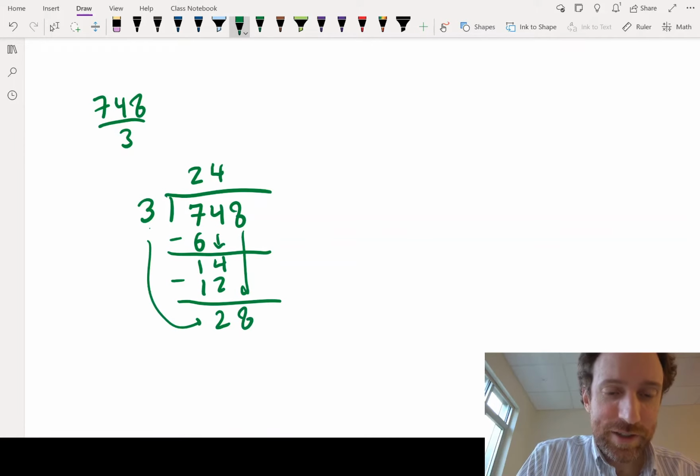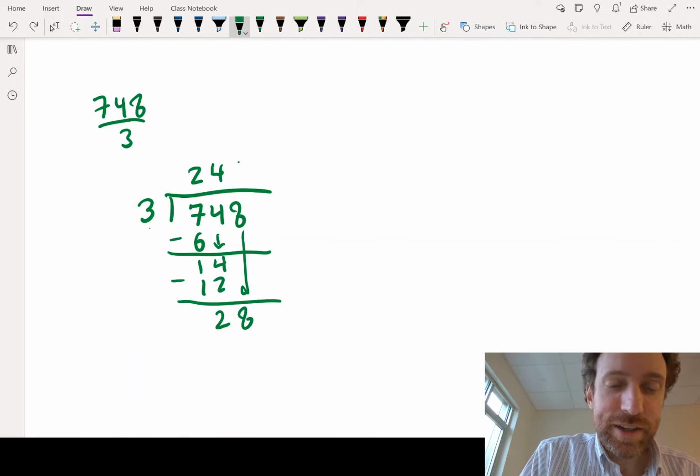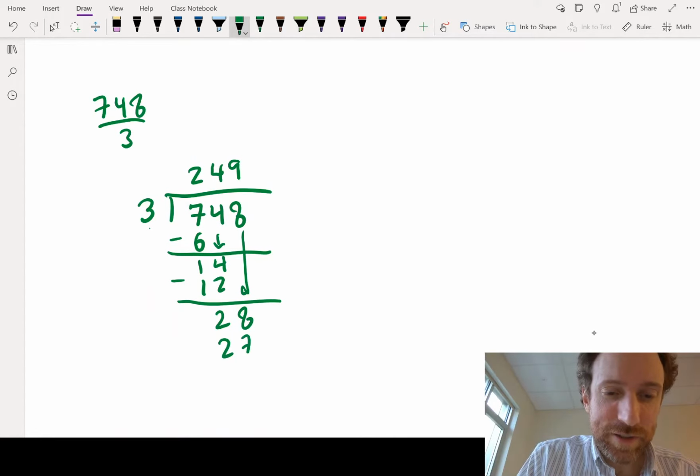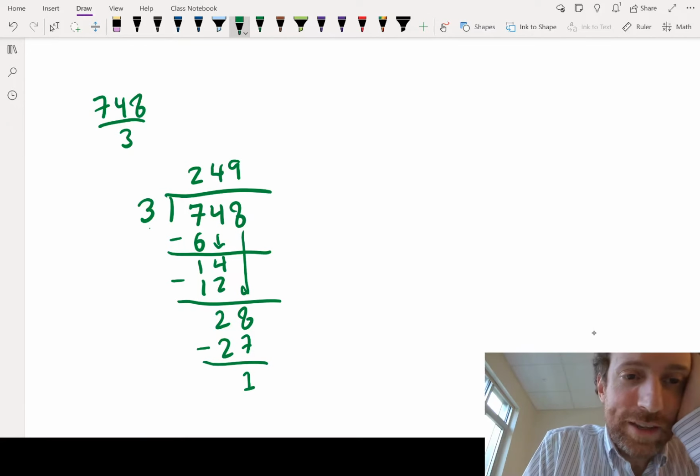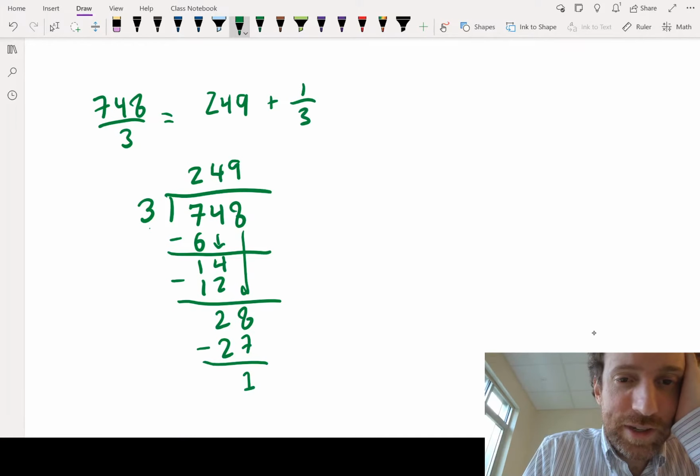How many times does 3 go into 28? 9 times. Multiply. 3 times 9 is 27. And subtract. And we're left with a remainder of 1. That means the answer to the division is 249 plus 1, which is still being divided by 3.